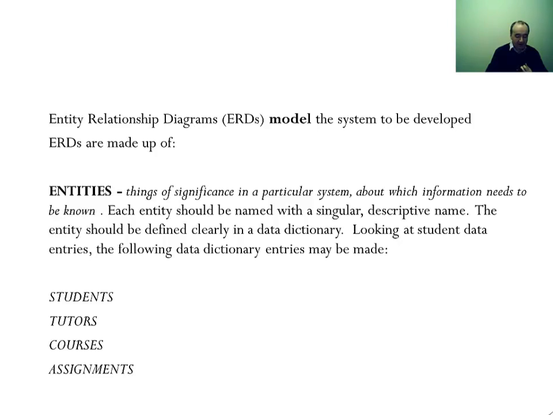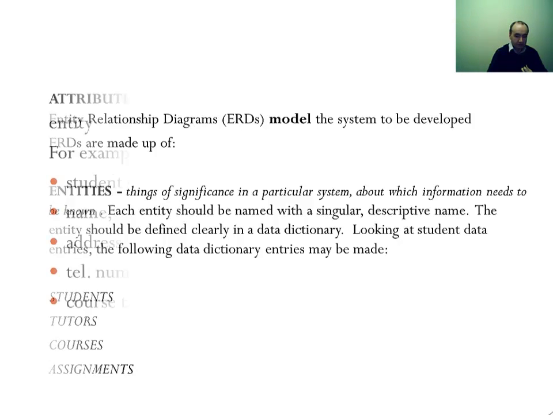The first stage of any ERD is to try to identify each entity. Examples of entities might be student, who's someone who takes a course at a college; a tutor, someone who has responsibility for coordinating a course; courses themselves, which are courses of study taken by students in the college; and assignments, which are pieces of work given to assess particular courses. An entity name needs to be clear and easily understood.